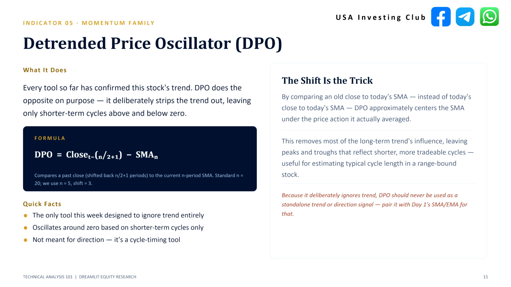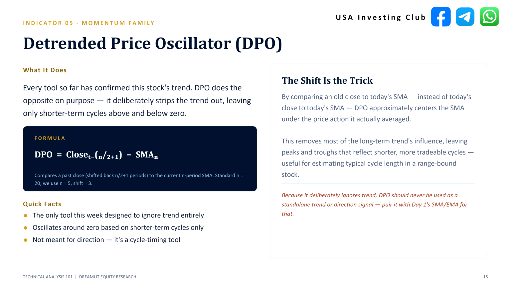DPO equals the close from N over 2 plus 1 periods ago, minus the current N period simple moving average. That formula compares a past close, shifted back by N over 2 plus 1 periods, against the current SMA. The standard lookback is 20 periods, and we'll use N equals 5 with a shift of 3 for our hand-worked example.